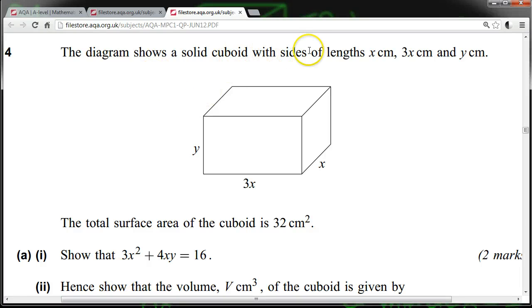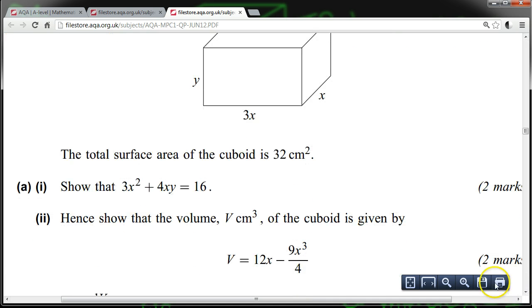Diagram shows a solid cuboid with sides of length x, 3x and y centimeters. The total surface area of the cuboid is 32 centimeters squared. Show that 3x squared plus 4xy equals 16. Hence, show that the volume V, centimeters cubed, of the cuboid is given by this formula here.